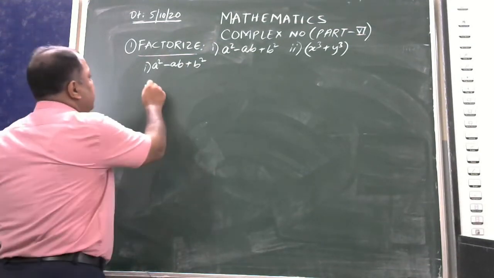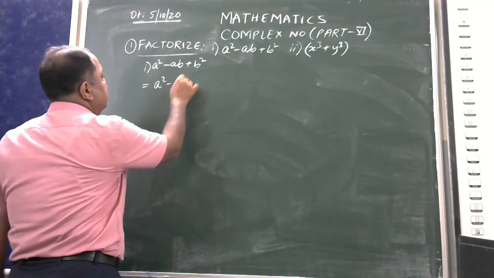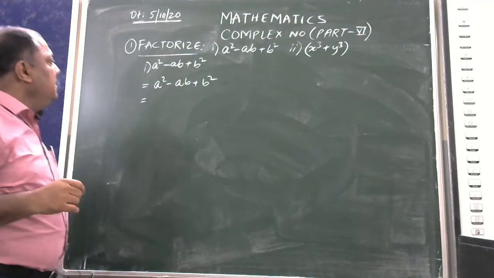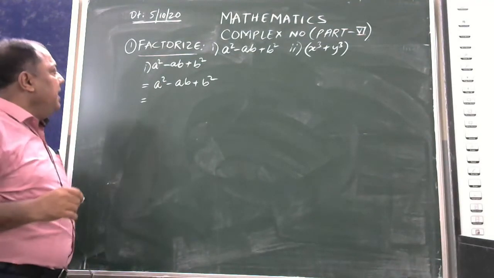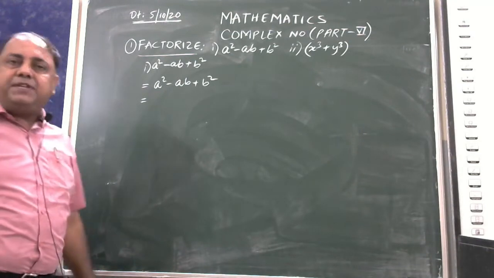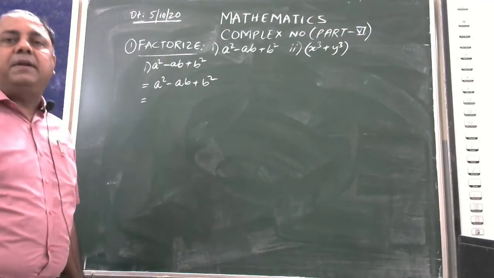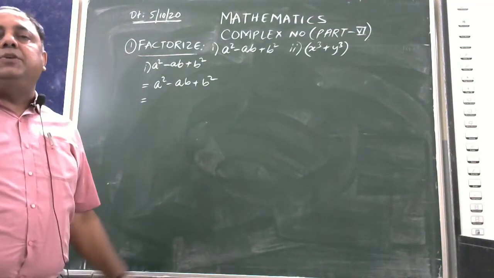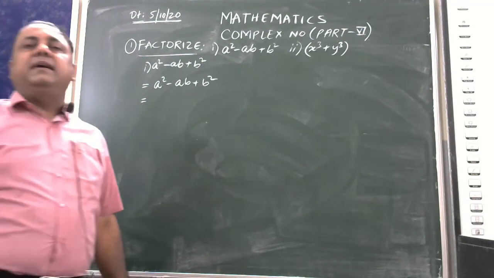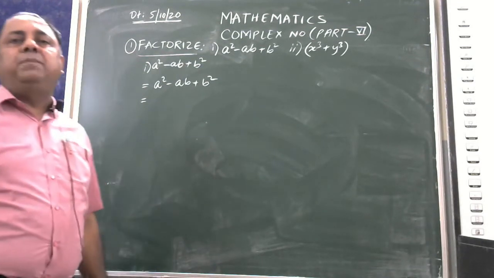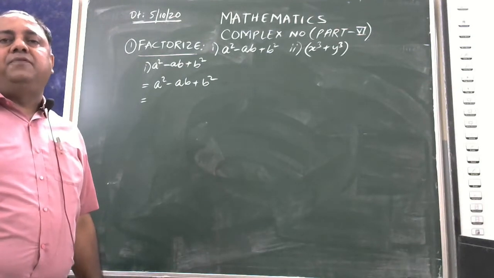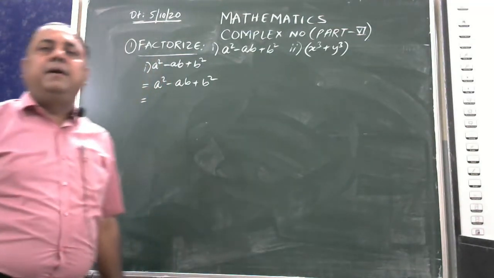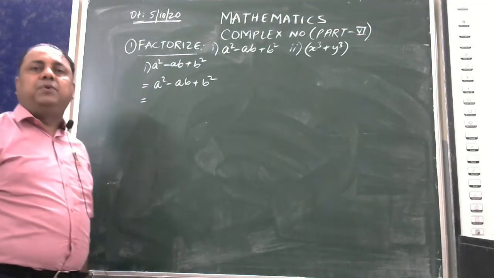Starting with this is an expression a square minus ab plus b square. And here it is minus 1. And this minus 1 would be replaced by omega plus omega square. While working out cube root of unity, we have an important property of complex cube root of unity. That was 1 plus omega plus omega square is equal to 0.